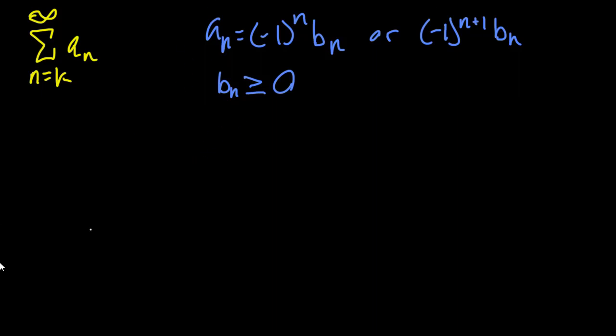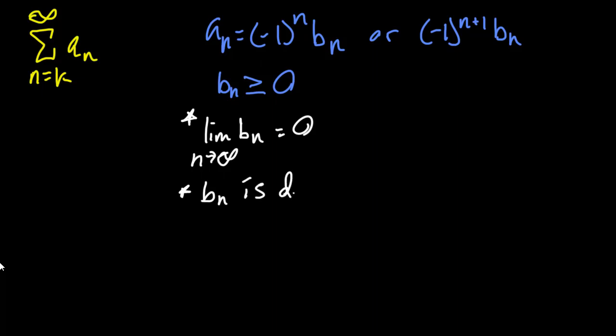Now, if the limit of our other series b sub n as n approaches infinity is equal to 0, we need this to be true, I'm going to put a little star, and if b sub n is a decreasing series, so I'm just going to write this decreasing and abbreviate it like that, then we can for sure say that our series a sub n converges.